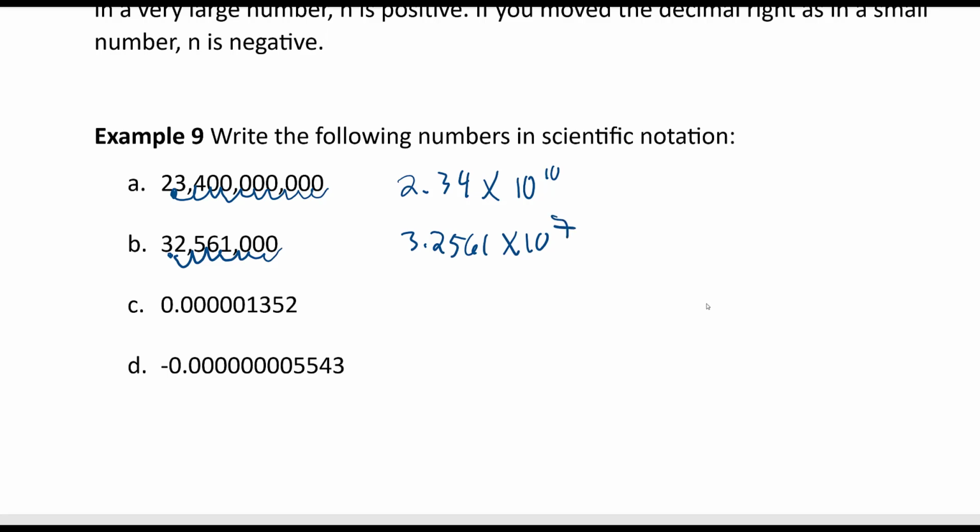For this one, now it's going to be moved to the right. So it's going to go 1, 2, 3, 4, 5, 6 times. So 1.352 times 10 to the negative 6. This one, 1, 2, 3, 4, 5, 6, 7, 8, 9. So 5.543 times 10 to the negative 9, because it's less than 1, and it's negative out front because it's negative here.